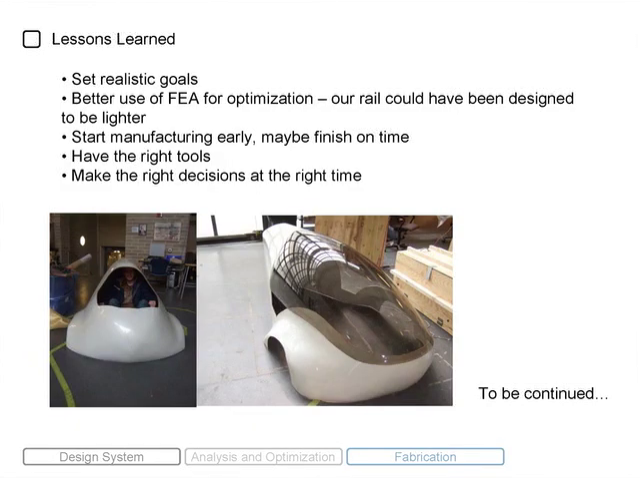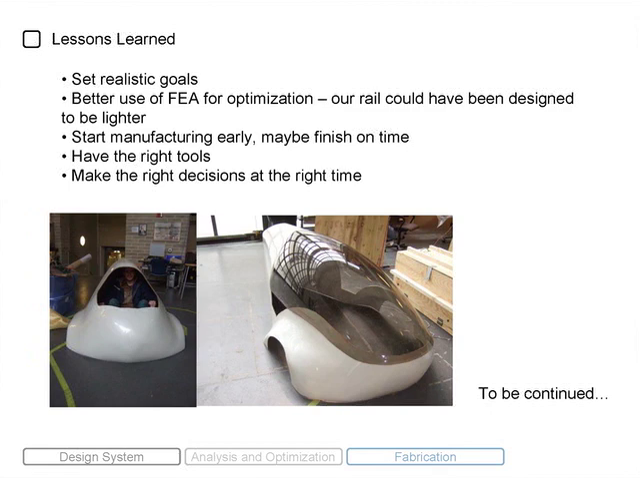So the lessons we've learned: set realistic goals. Perhaps going for such a complicated shape may have been a mistake. We will see later on. Better use of FEA. As you see, we went for quite chunky rails. If we'd worked at that a bit more, we could have gotten the mass down more, which would be good if the HPV is used for racing.